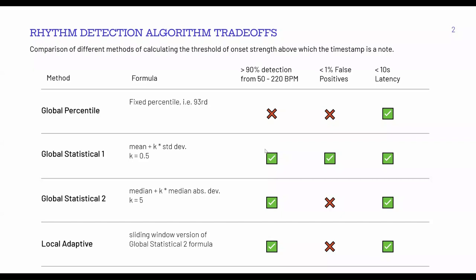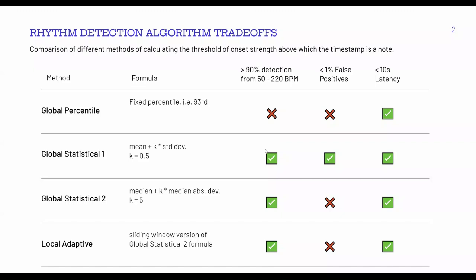The first method we tried was simply a fixed top percent. This was prone to false positives at slow tempos and false negatives at fast tempos. Another method we tried was using a formula based on the mean and standard deviation. This method yielded high accuracy across all tempos. We also explored using the median and median absolute deviation, as this formula would be less affected by outliers, but this produced more false positives.